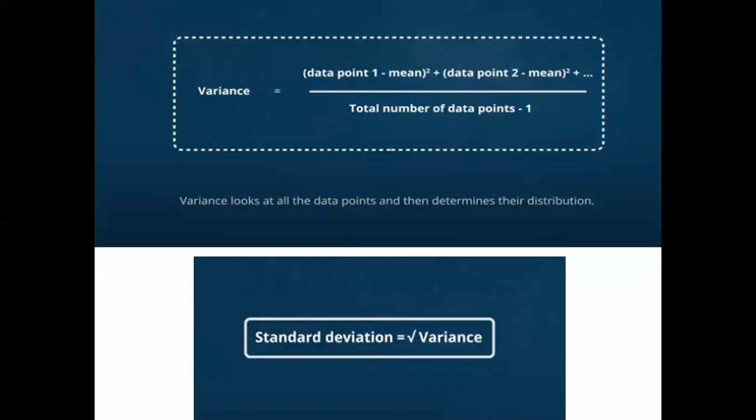And also variance. This is the formula you have to calculate: (data point 1 minus mean) whole square plus (data point 2 minus mean) whole square plus so on, for as many data points as you obtain, divided by the total number of data points minus 1. This is the standard formula for calculating variance. Variance checks whether all the data points are covered, and finally determines the distribution. Finally, you need to calculate the standard deviation, that is the square root of variance.